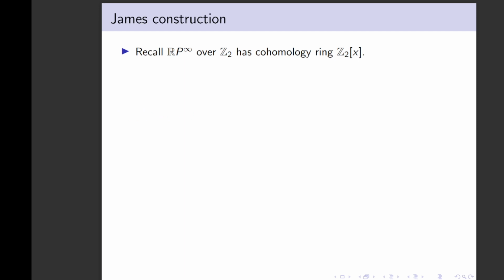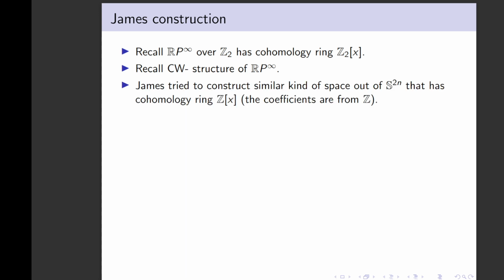Recall that RP infinity over Z2 has cohomology ring Z2[x], because I have already proved that RP^n has Z2[x] quotiented by x to the power n+1. Since we are taking n to infinity, it will have the cohomology ring Z2[x]. And about the cellular structure, I have already said that RP^n has one cell in every dimension less than or equal to n. So for RP infinity, in every dimension we have only one cell. Basically James tried to construct similar kinds of spaces.